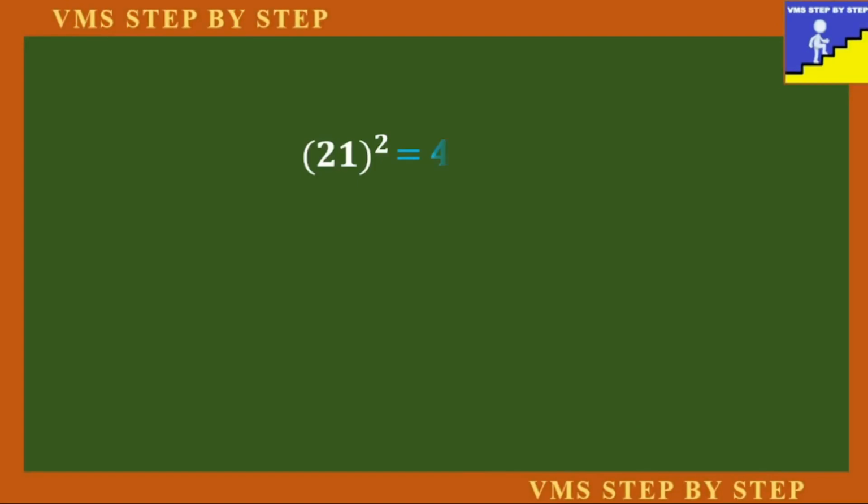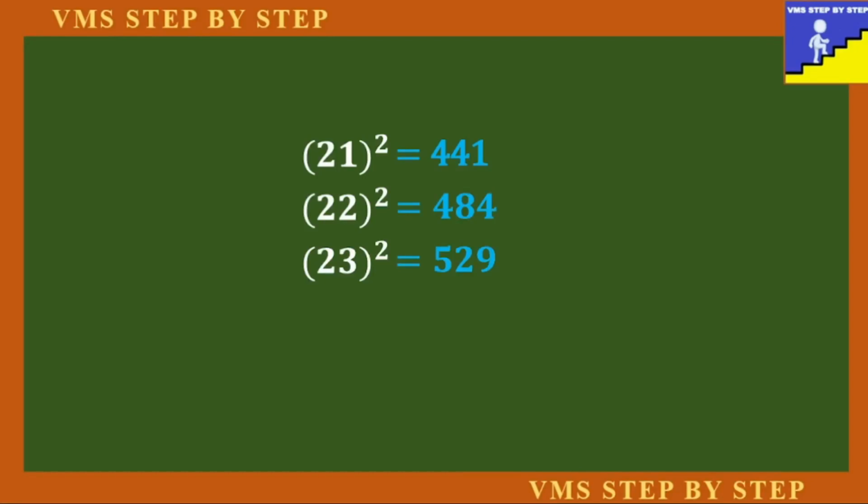21 square is 441. 22 square is 484. 23 square is 529. 24 square is 576. 25 square is 625.